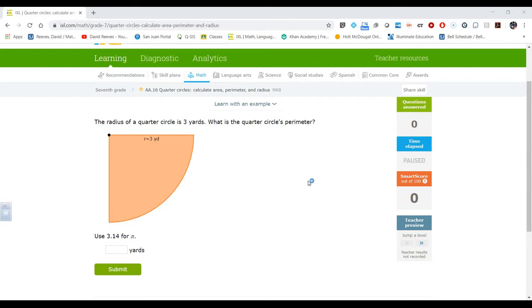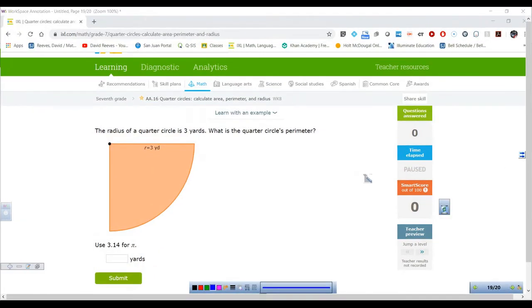All right, so I'm going to be doing some problems out of IXL to hopefully help you understand and also be able to do this on your own. All right, so here we go. The radius of a circle is 3 yards. What is the circle's perimeter?